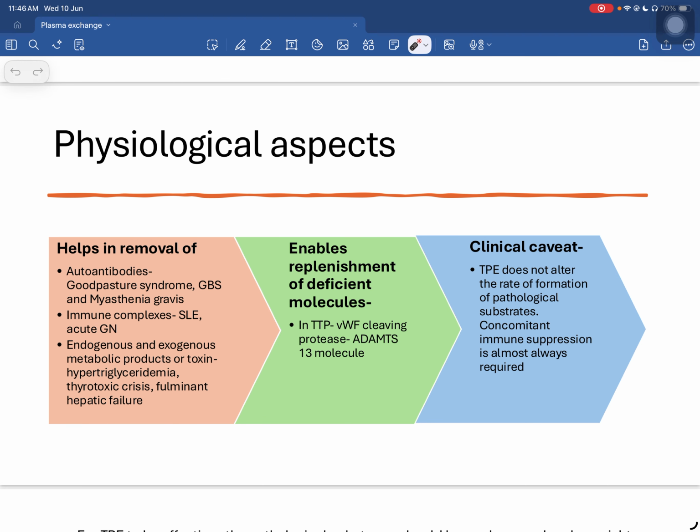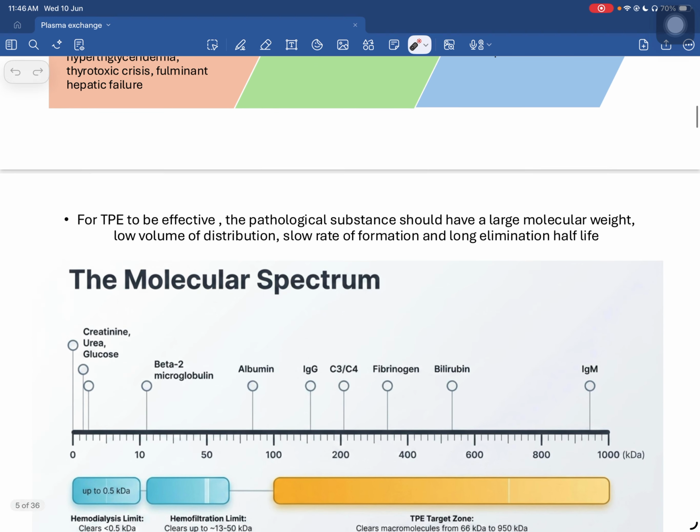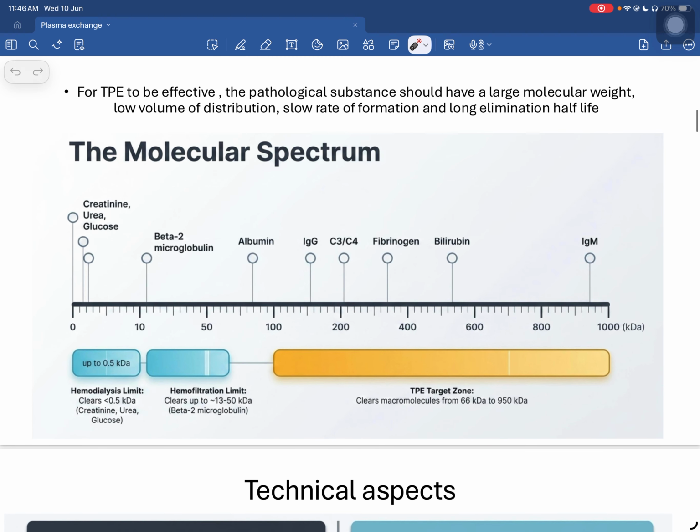But one thing that we have to keep in mind is that plasma exchange is only going to remove the antibodies that are already formed. It does nothing to really stop the formation of newer autoantibodies, which is why you need concomitant immune suppression along with doing TPE. So, how is this different from, say, dialysis?